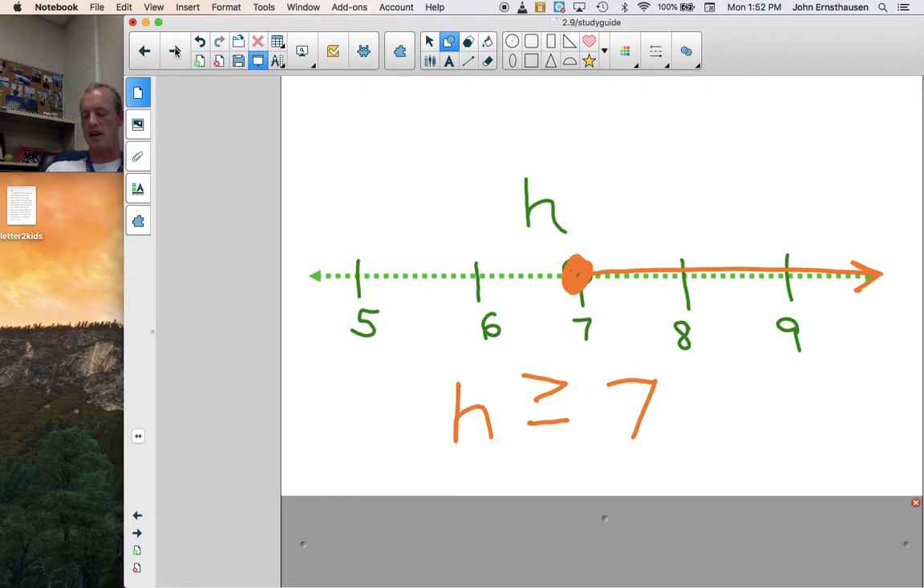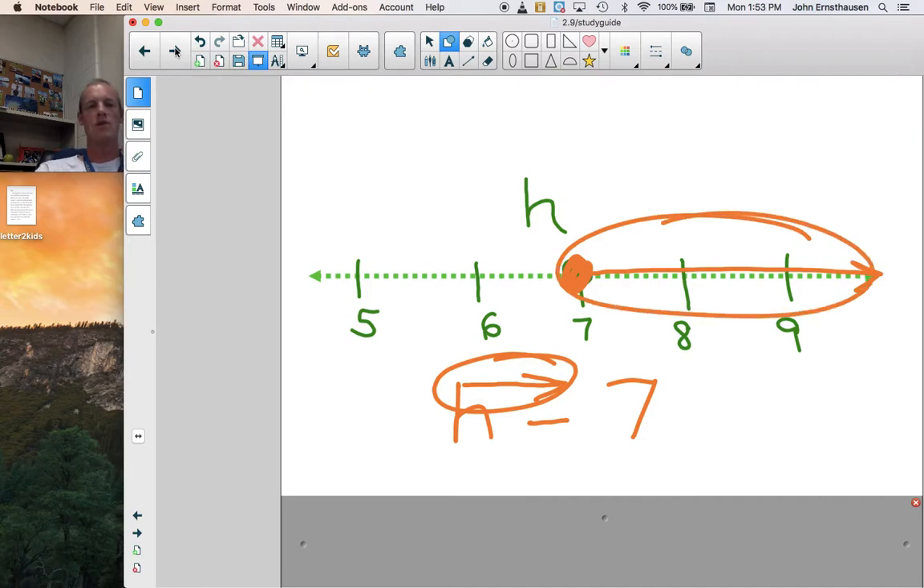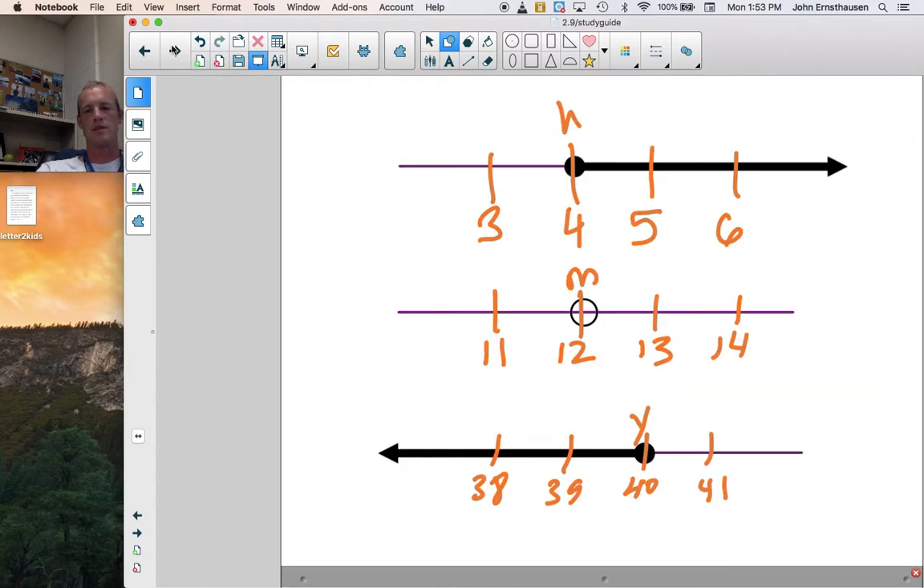Here's a little trick. Look at where the arrow is going, and if your variable is on the left side and you extend your sign for inequality, it works. It points to the right direction. That should always match right here and right here. So let's do a few of these, and I'm going to let you guys practice on a worksheet.